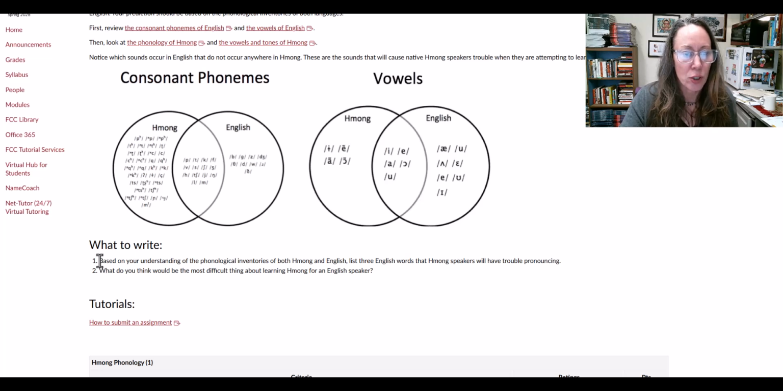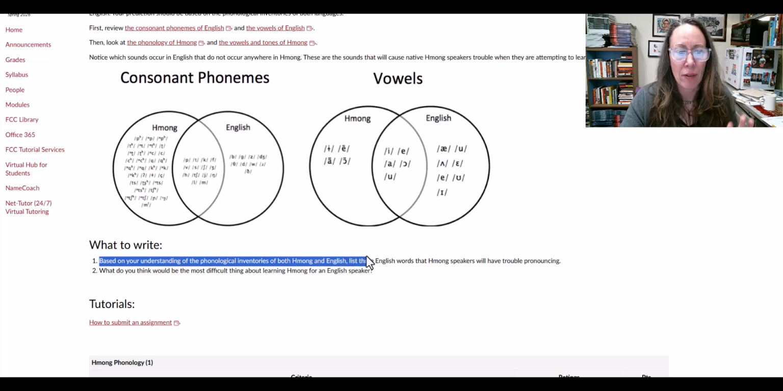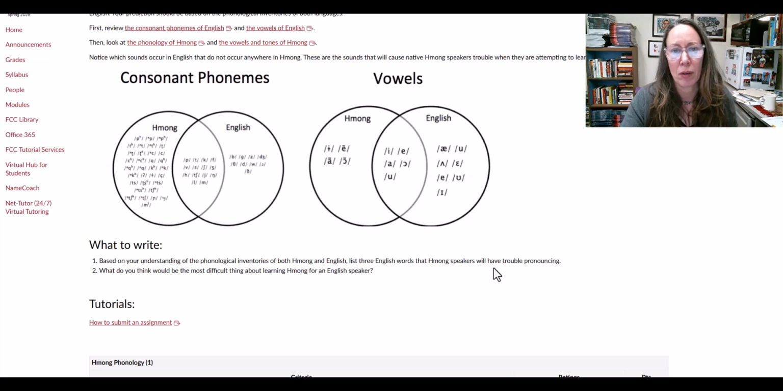Okay, so here's what I want you to answer. Based on your understanding of the phonological inventories of both languages, list 3 English words that Hmong speakers will probably have trouble pronouncing. Remember, if a sound combination does not exist in the first language, or if consonants or vowels are not exactly the same in the first language, then those are words that the learners are going to have trouble with.